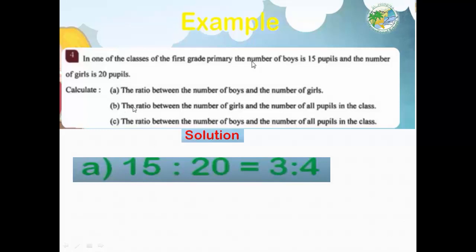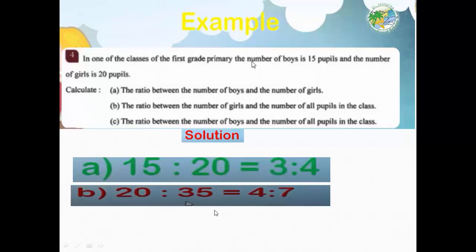The second question. The ratio between what? Girls and all people in the class. How many girls? 20. The number of people is 35. Then the highest common factor is 5. Divide by 5 and we get 4 to 7.